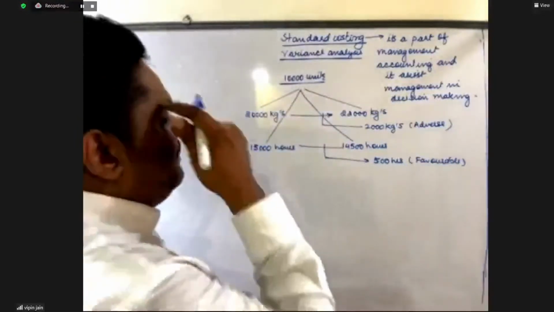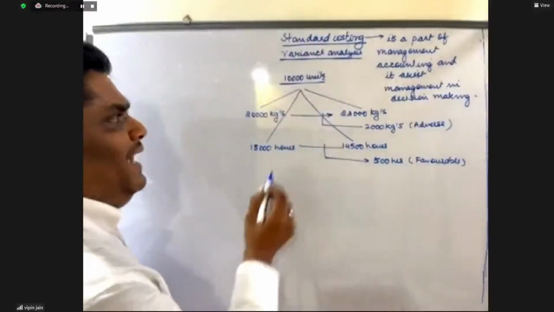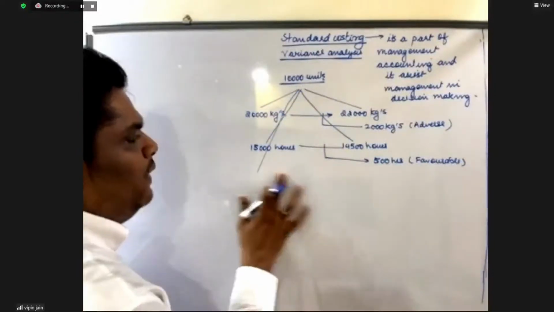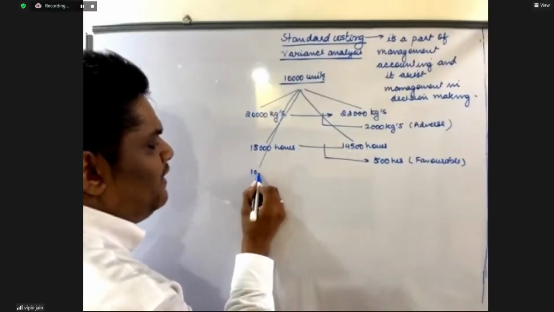Another example. Let's say I thought that these 10,000 units will be manufactured at an overall fixed cost of rupees 10 lakh.